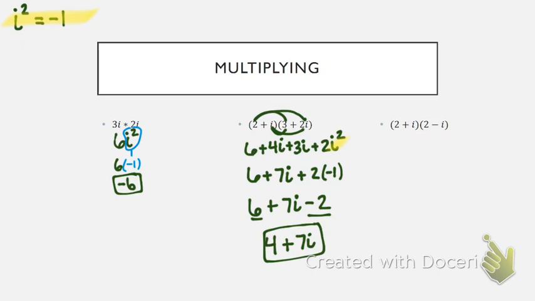All right, one more. So here, just like the last one, we're going to distribute. So 2 times 2 is 4. 2 times negative i is negative 2i. i times 2 is plus 2i. And i times negative i is negative i squared.